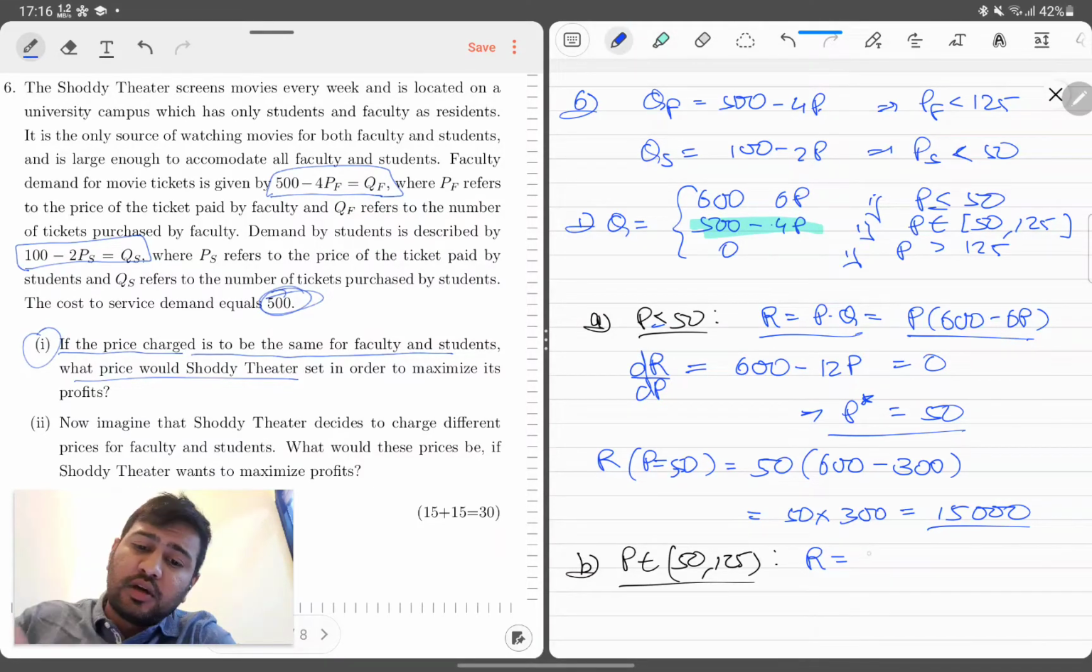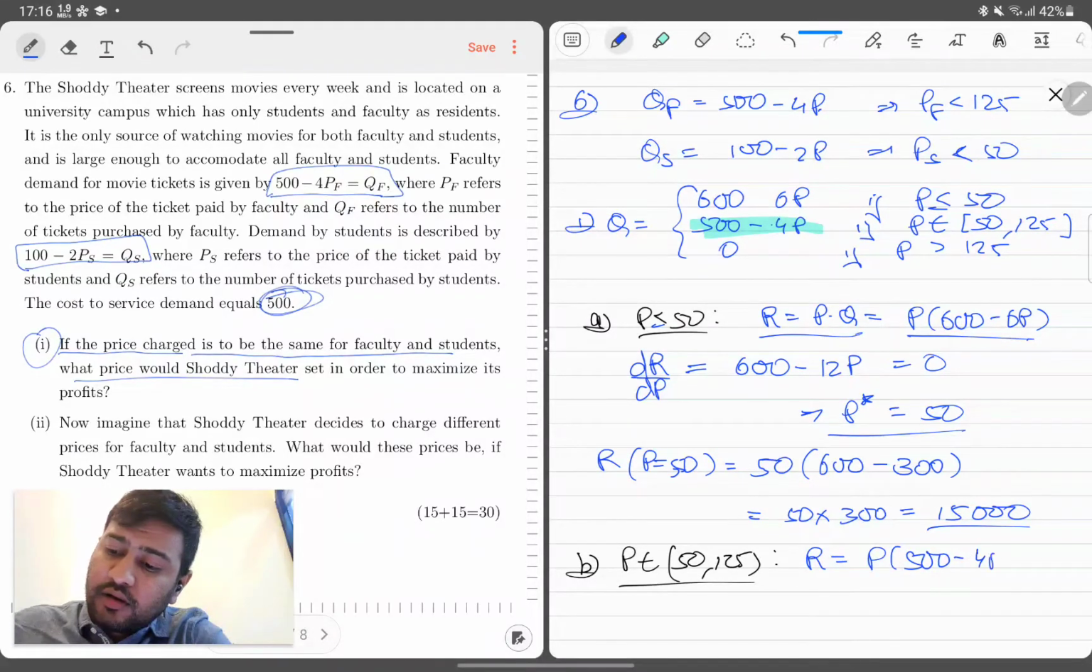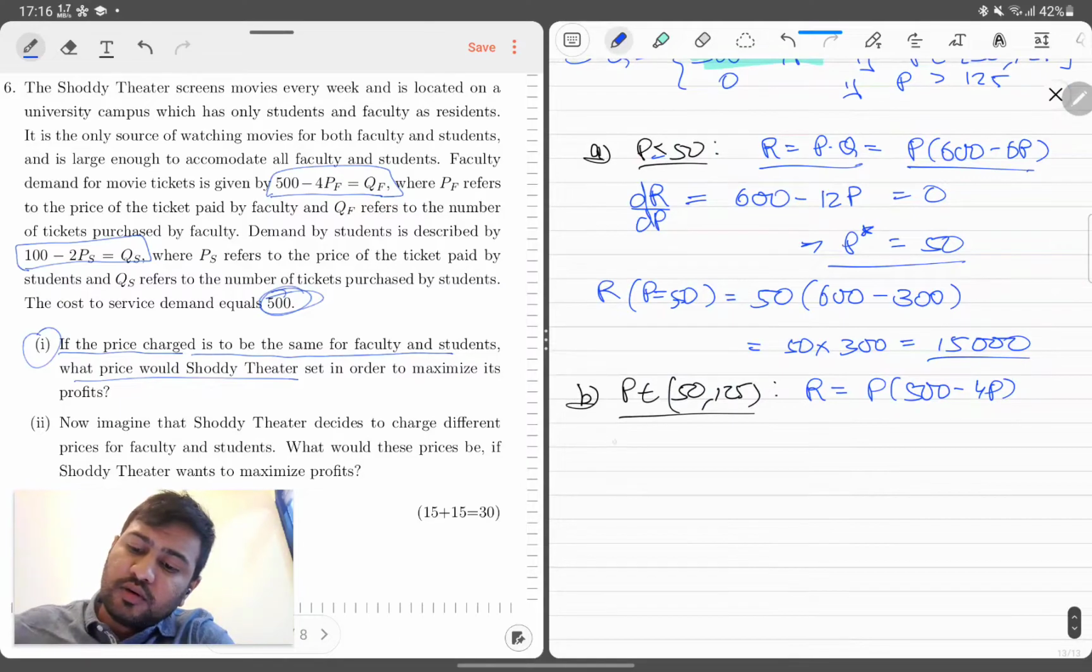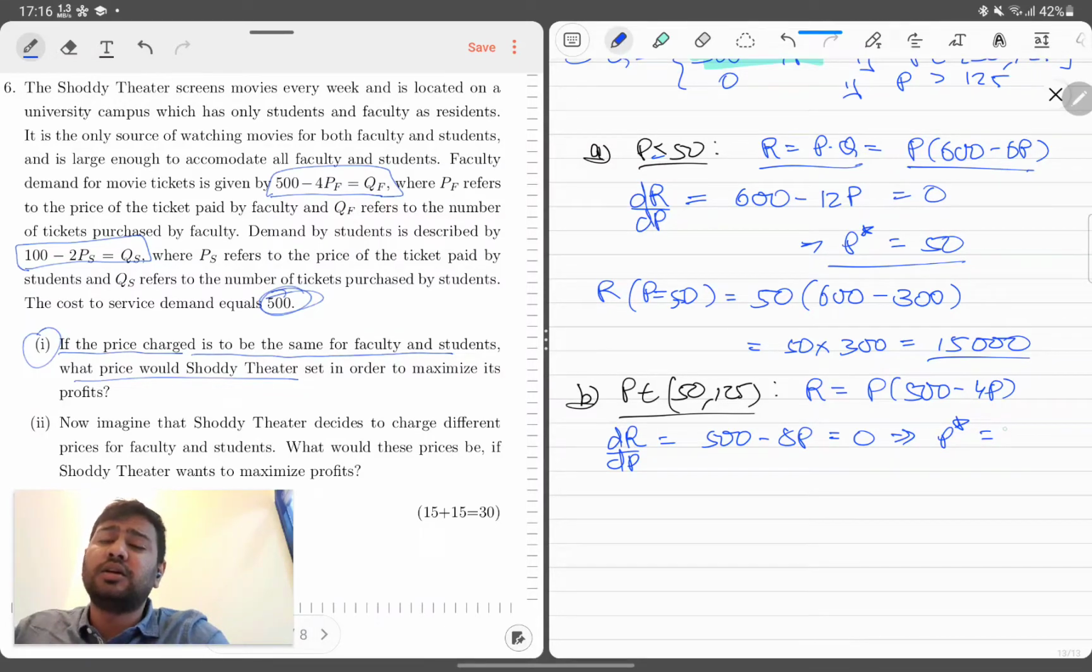So now the revenue is going to be price into 500 minus 4p. When you differentiate, dR by dp will be equal to 500 minus 8p, which must be equal to 0, implies p star must be equal to 500 divided by 8. So 500 divided by 4 is 125, so this becomes 62.5. So if you are focusing only on the faculty members, then the ideal price must be 62.5.